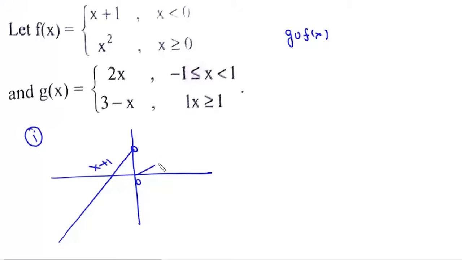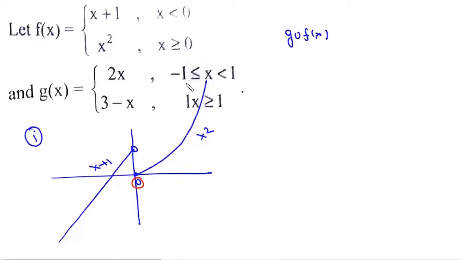So it is x square when x is greater than or equal to 0. So in this case, this fx, it has this discontinuity at 0. Here there is a definition change at 0.